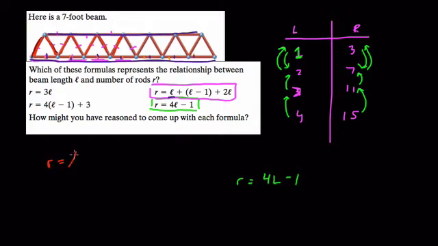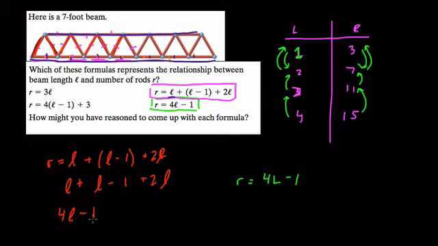Algebraically, we can simplify it though. L plus L minus 1 plus 2L. Well, we have L plus L minus 1 plus 2L. I'll use a script L here. So 1, 2 L's plus 2 more is 4L minus 1. You can see that algebraically these two things are equivalent, just the thinking behind them is different.